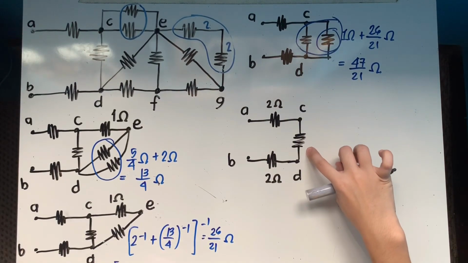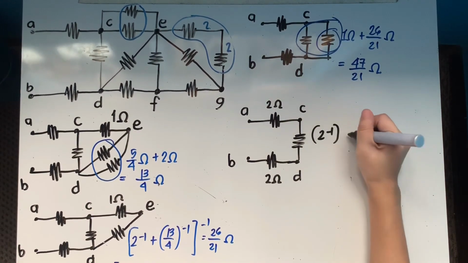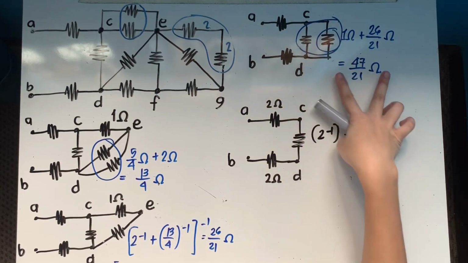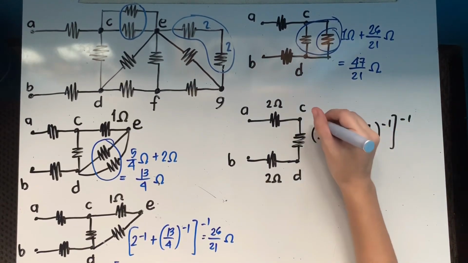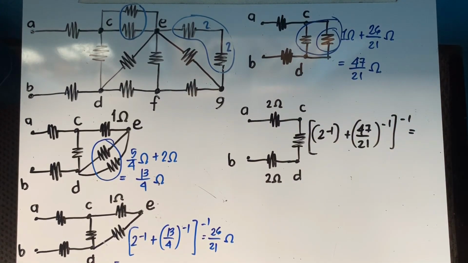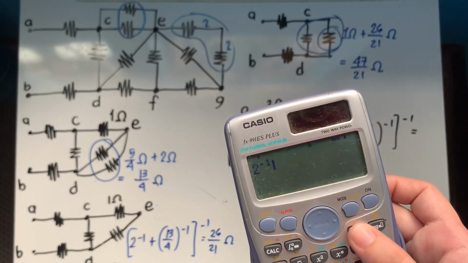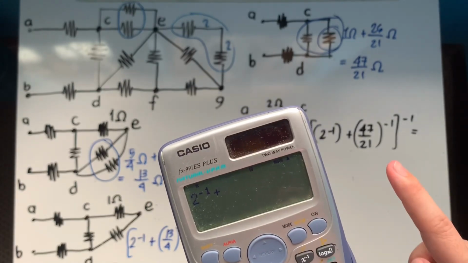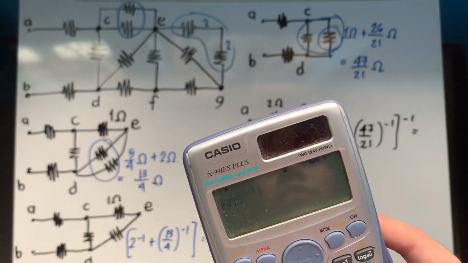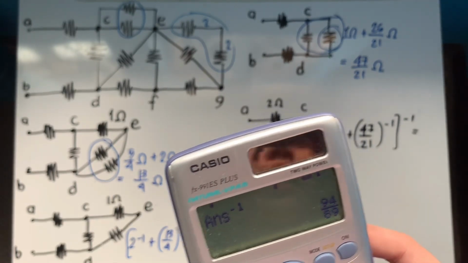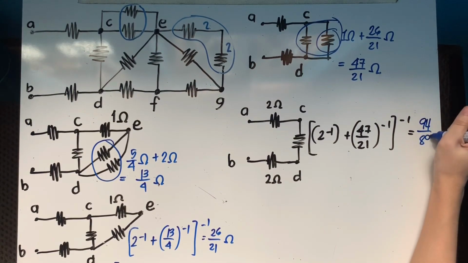Para makuha mo to, parallel combination yon ng alin? Ng 2 ohms, so 2 inverse, parallel ni 2 ohms at nito, ano ba ito? Ito ay 47 over 21 ohms. Inverse. Yung sagot natin, i-inverse pa. Okay. Typing that in our calculator, you have 2 inverse plus, inverse natin yung 47 over 21. So, 21 over 47. Inverse natin yung sagot natin. That would be 94 over 89. So, ang resistor pala ay 94 over 89 ohms.